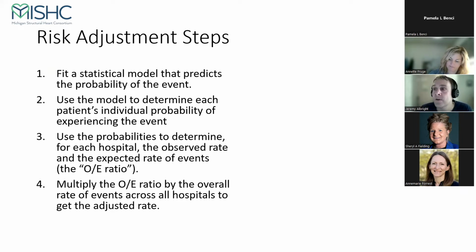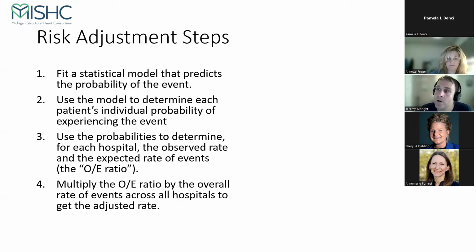So this OE ratio is already giving us a sense as to, are you seeing more readmissions than we would expect given your patient mix, or are you seeing fewer readmissions? Once we have this number, this OE ratio, we can then multiply it by the overall rate across all hospitals. And the result is a final number that says where you stand, or what your predicted readmission rate is going to be, given the patient mix that you're seeing.